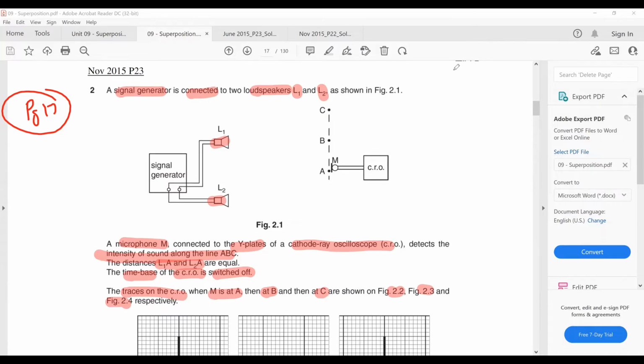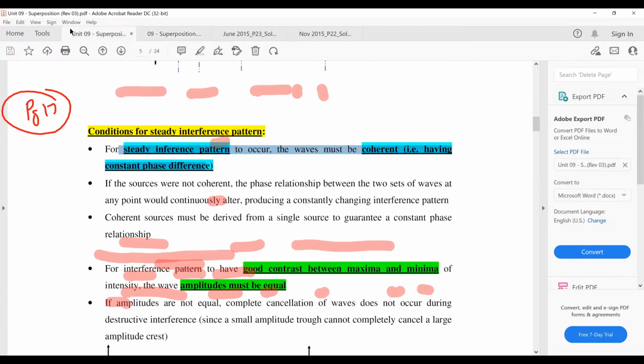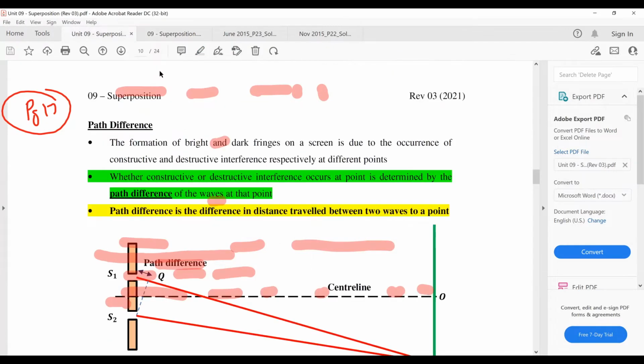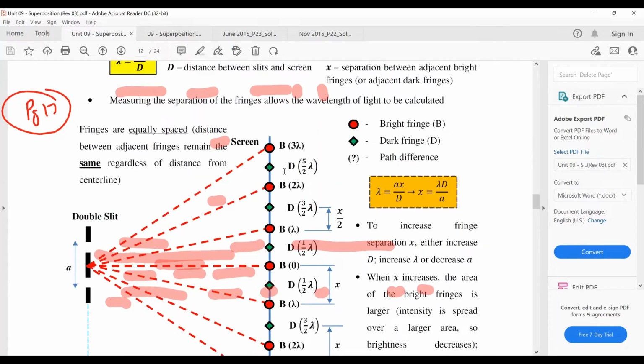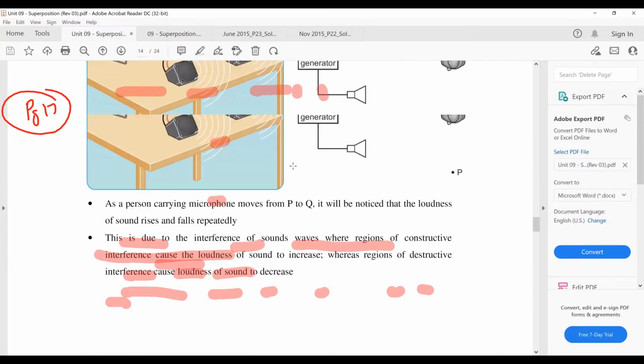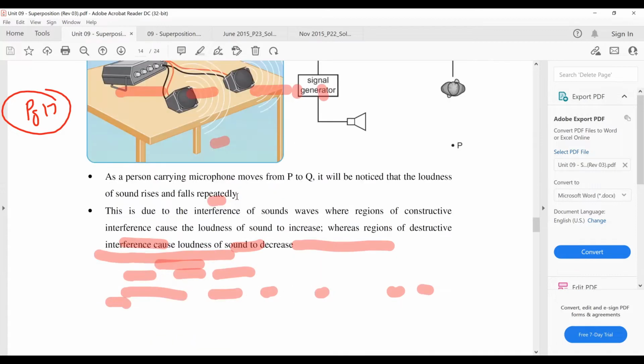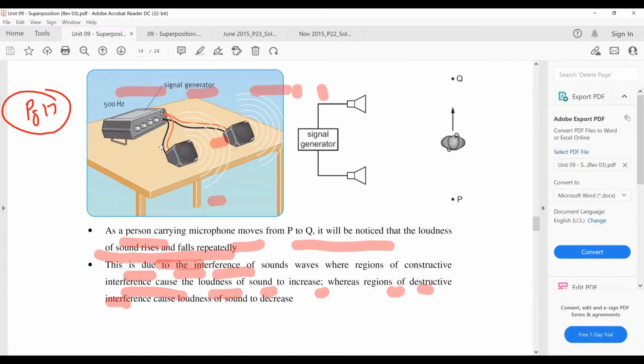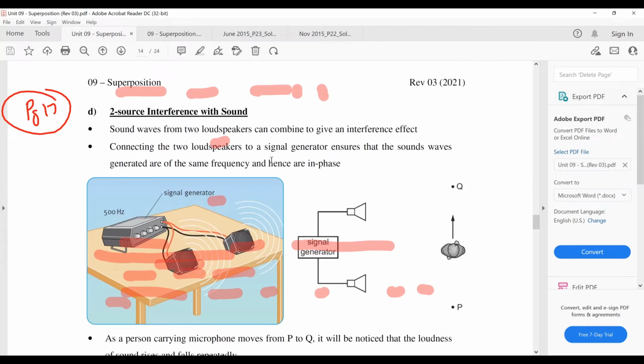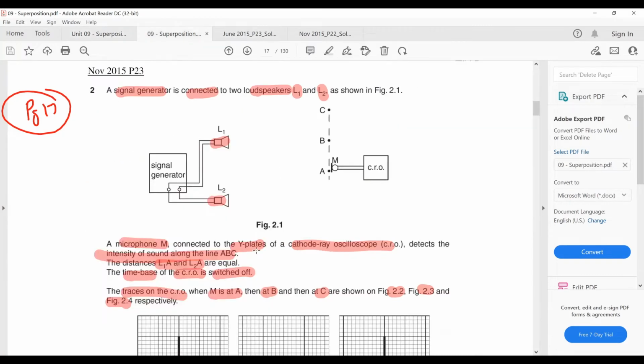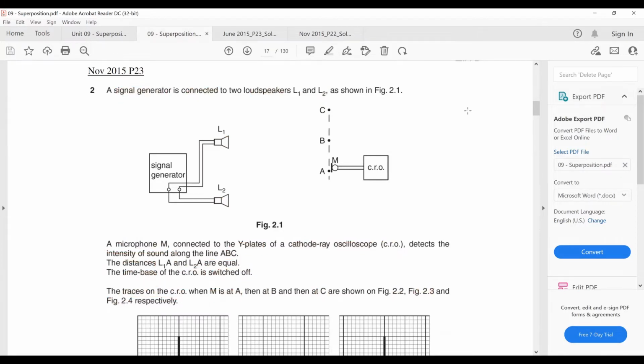This one is actually similar to the example on, which page is it? It's actually similar to the example on page 14. On page 14, I gave you an example, two-source interference with sound, which is actually referring to something like this. So this is what you're having right now. What you can see here is this. Let me just clear off everything.